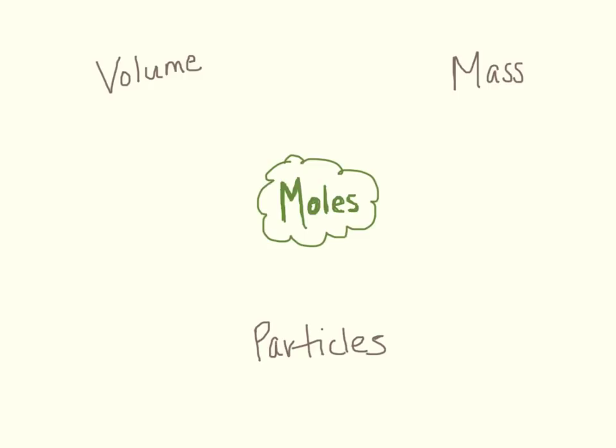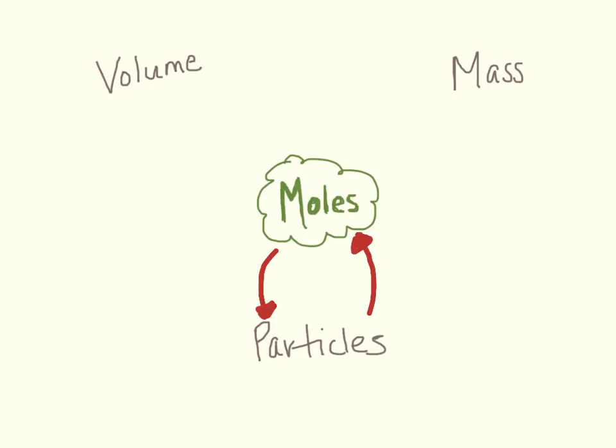So we're going to start with our conversion between moles and particles, which you saw a little bit of in the video and the reading that you just did. The idea here is to be able to convert back and forth, to go from moles to particles, and then also to go from particles to moles. And to do that, we're going to use Avogadro's number.